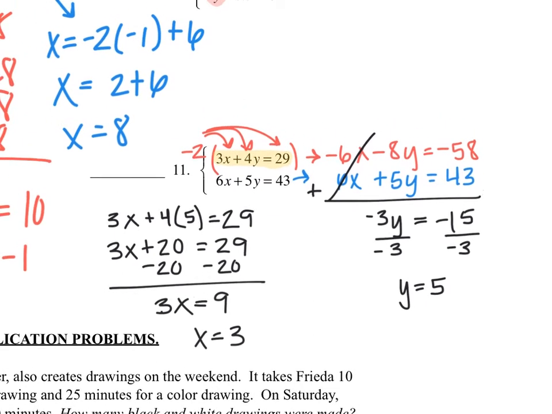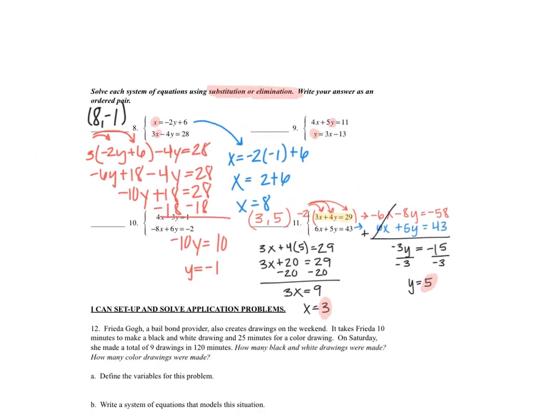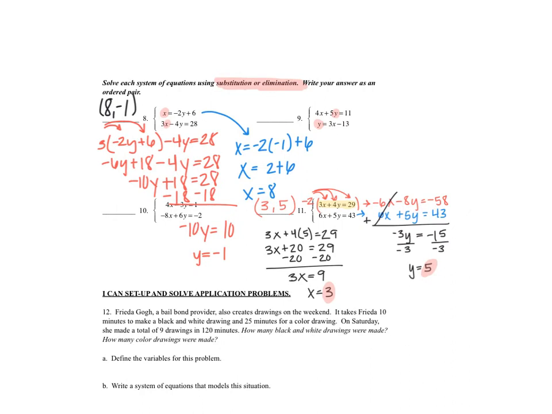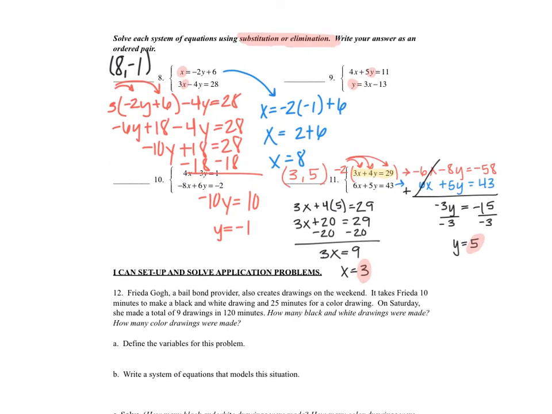And as always, make sure we write our answer as an ordered pair. Our ordered pair is always going to be x comma y. You get your x and your y from these two solutions. So we get 3 comma 5. So I have solved 8 and 11 for you. And again, my personal preference, I would probably do substitution on 9 and then also elimination on 10.